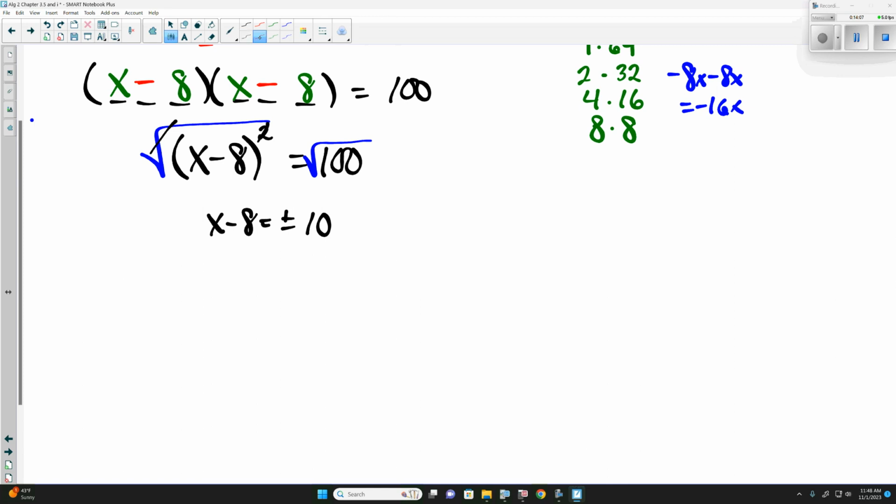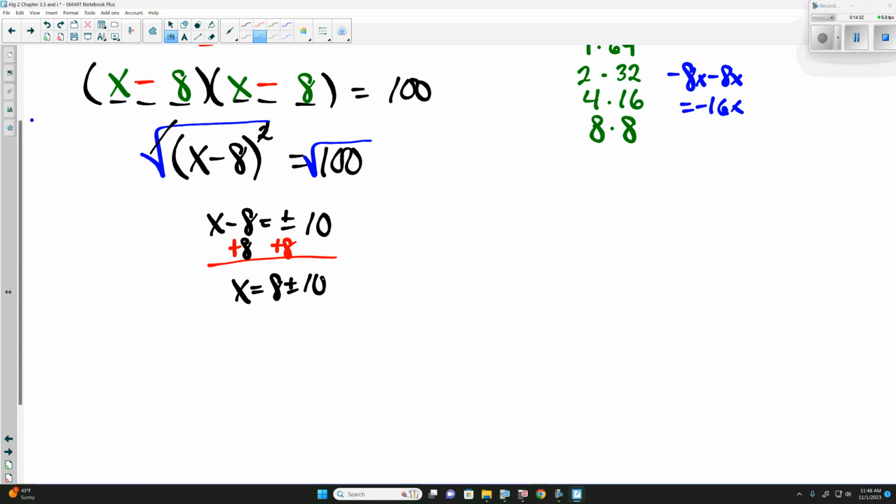Now, in the ones that we've done today, at this point we were done because x was already by itself. Here, we still have the minus 8 with it. So to solve for x, we would add 8 to both sides, telling us x is equal to 8 plus or minus 10. Any questions on this so far?